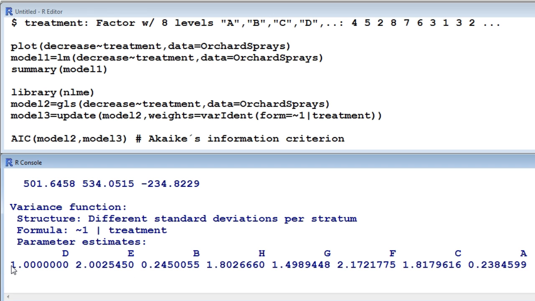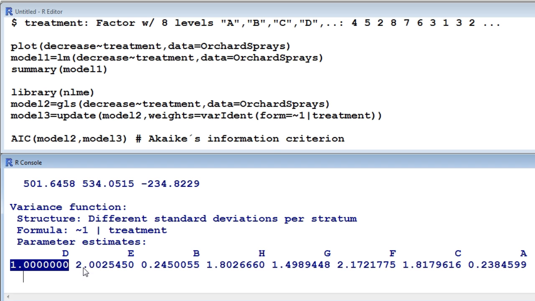So here the D treatment is used as a reference, set to 1. And then all the other ones are compared to the D treatment. And you can clearly see that A is the one with the lowest variance. B is somewhere in between here. I think the numbering, the sorting comes from the way the data frame has been set up.